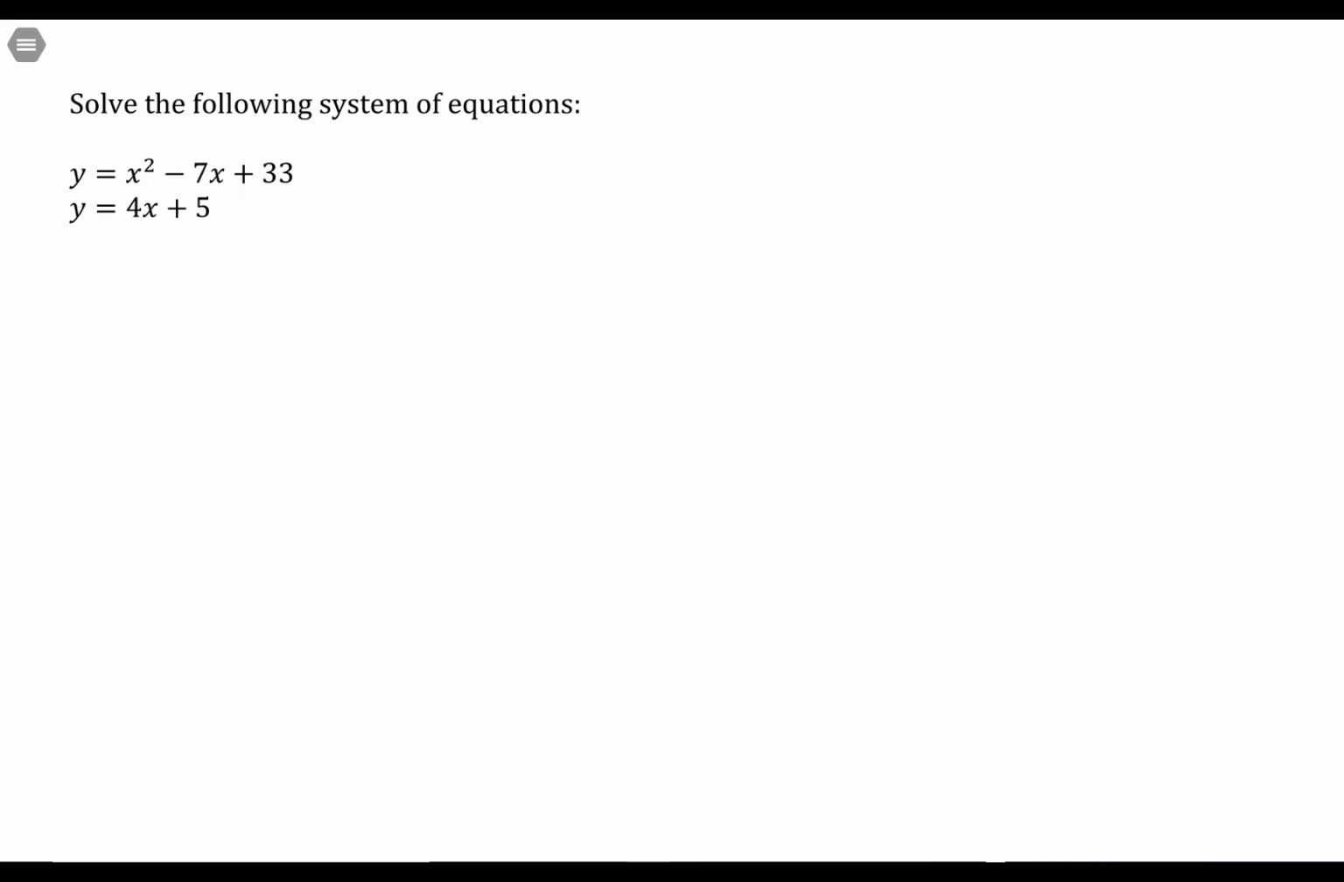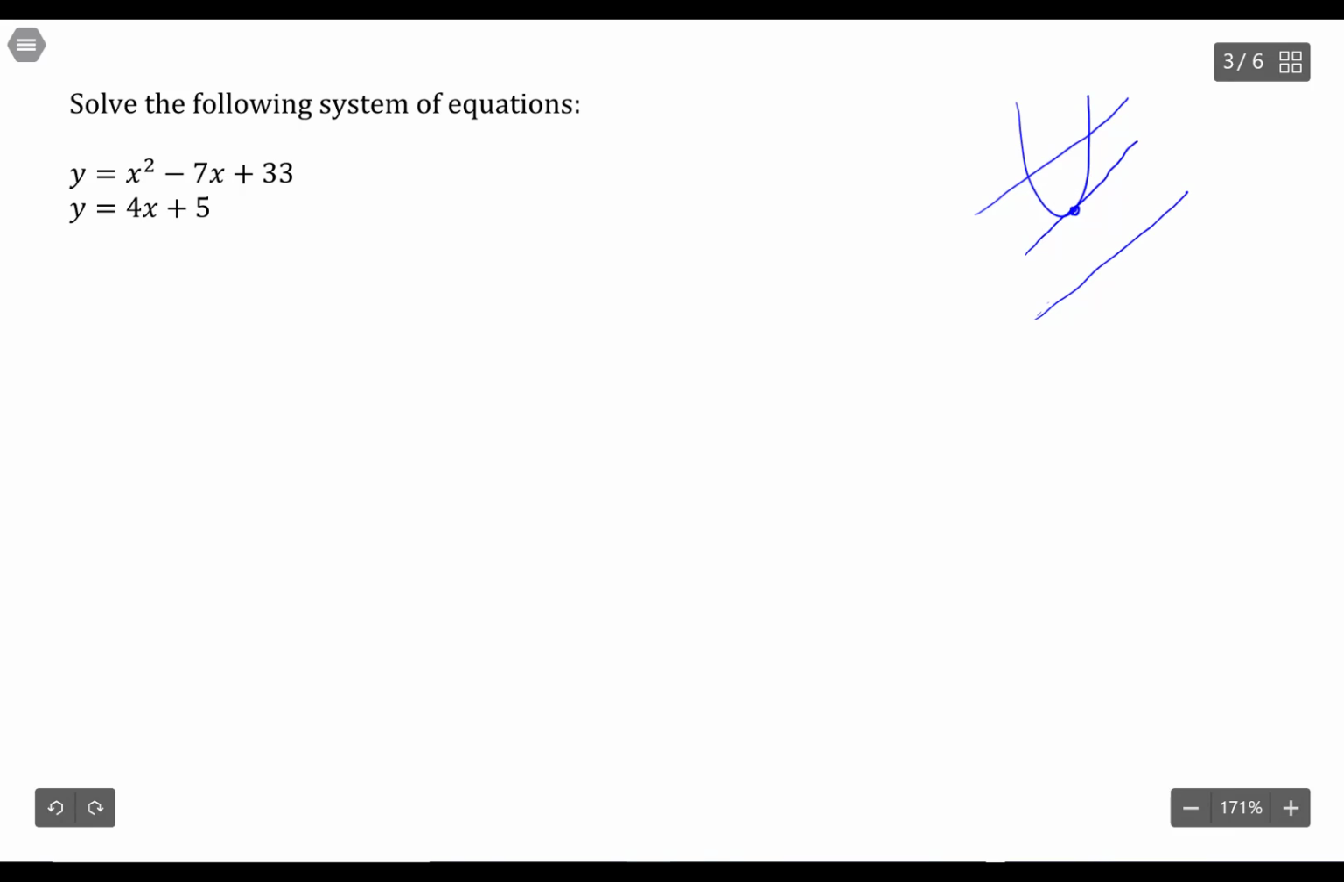Now we have a nonlinear system here because one of these equations is not a line. The first one is in fact a parabola. The second one is a line. If we think about how these could interact, we could have a line such that it crosses the parabola in two different places, so there could be two solutions. A line could potentially just intersect at one point, or they might not intersect at all. So we just think about that as we're solving, so we know what kind of solutions we might be able to expect.